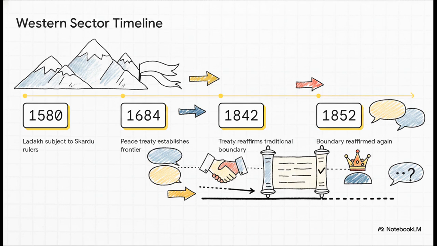India points all the way back to 1580, when Ladakh was under Skardu rulers, and a peace treaty in 1684. But the real anchor of their argument is an 1842 treaty involving the Maharaja of Jammu and Kashmir and the Emperor of China, which India says officially reaffirmed the traditional boundary.